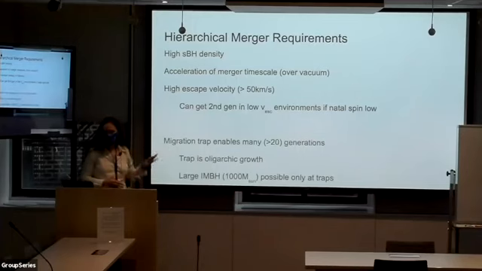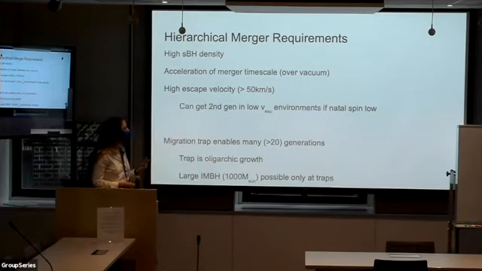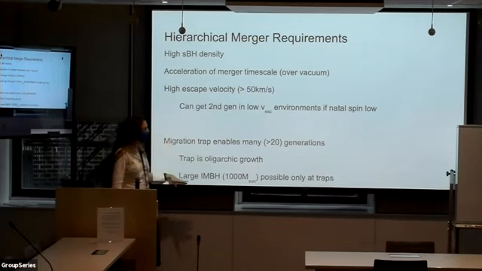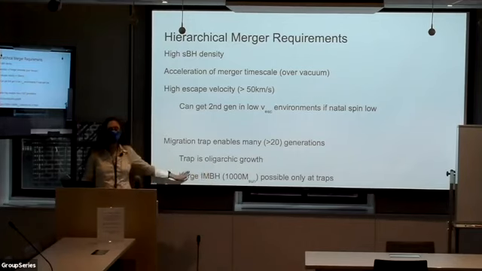Okay, as I mentioned, the migration trap, if it exists, enables many, many generations, upwards of 20 in some of our simulations. The trap is oligarchic, so the protoplanetary people are used to that, right? You have one thing that just keeps eating the other things, and you can get up to like 1,000 solar masses, but only at a trap. You never see this in AGN disk models that have no trap.